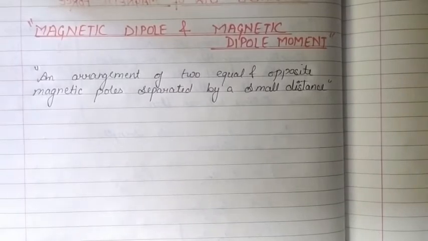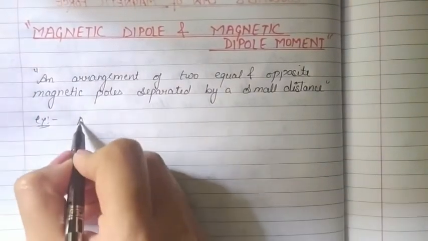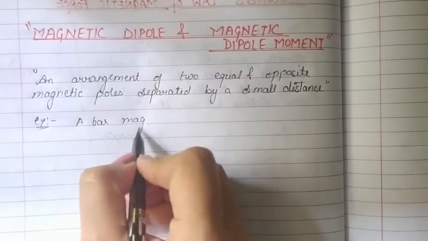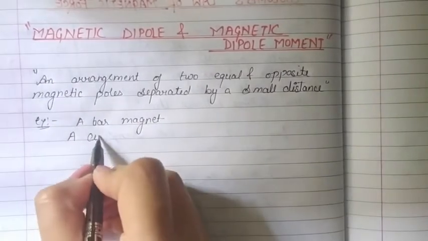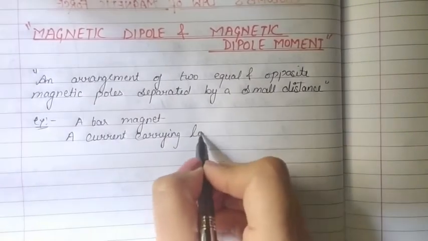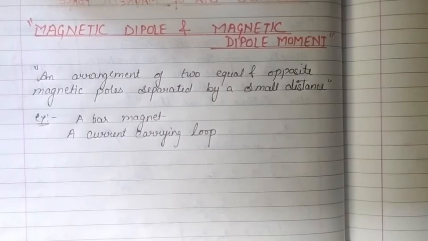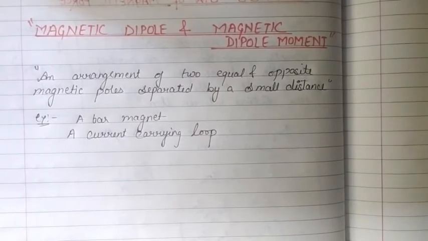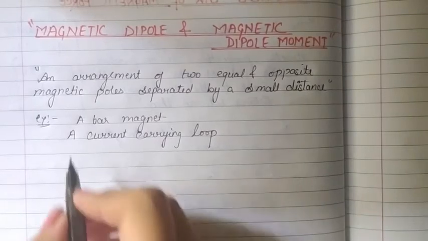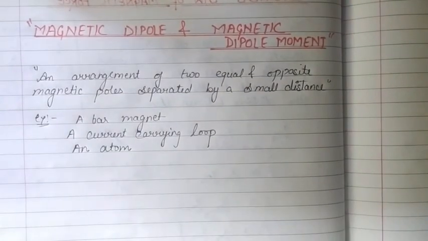If we want an example, every bar magnet is a magnetic dipole because it contains one north and one south pole. A current carrying loop also behaves as a magnetic dipole. Even an atom acts as a magnetic dipole because of the circulatory motion of electrons around its nucleus. The atom has a nucleus and electrons revolving around it, so it also forms a magnetic dipole.